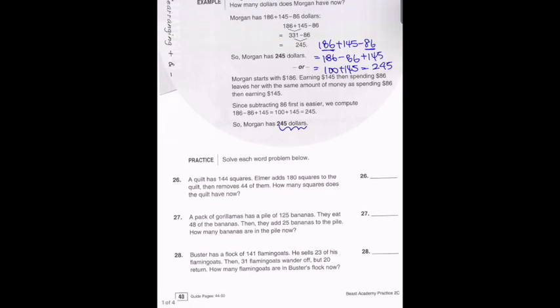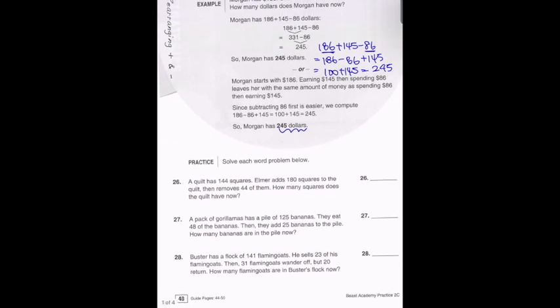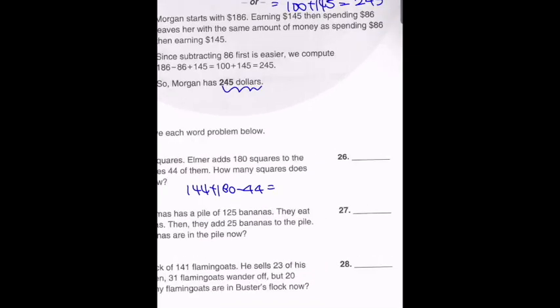And so now we're going to solve some practice problems. I'll first go over problem 26 with you guys. It says, a quilt has 144 squares. Elmer adds 180 squares and removes 44. How many squares does the quilt have now?